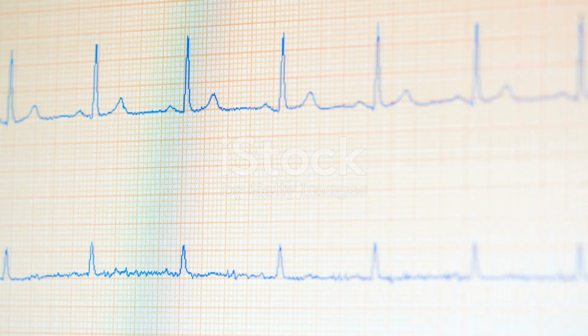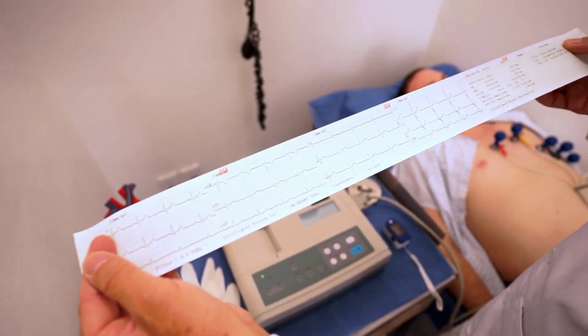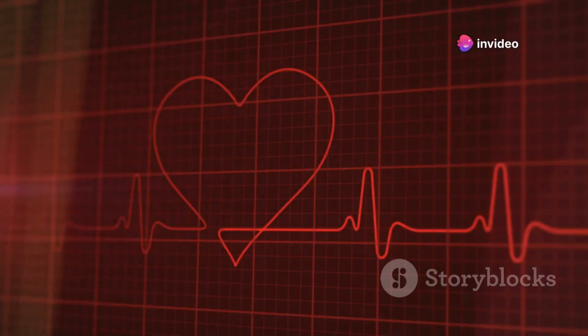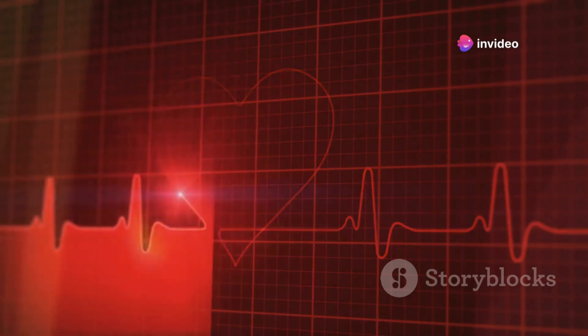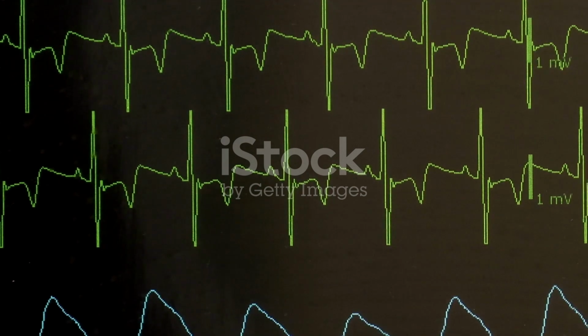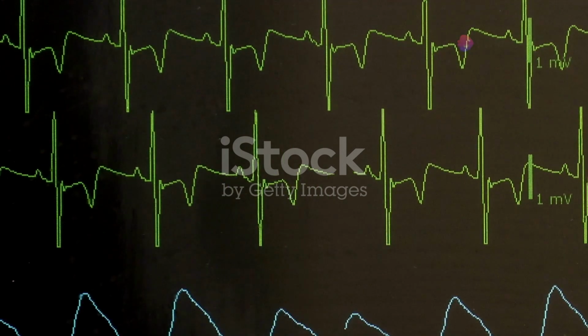Deciphering the waves. A look at a normal ECG. A normal ECG tracing consists of repeating patterns of waves and complexes. These represent the different stages of the electrical activity during a single heartbeat. The P wave represents the depolarization of the atria, the electrical activation that causes the atria to contract.